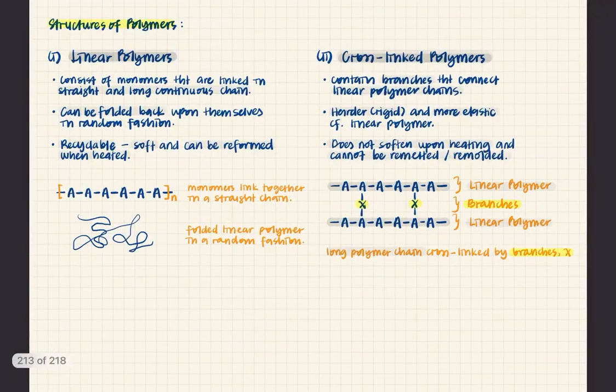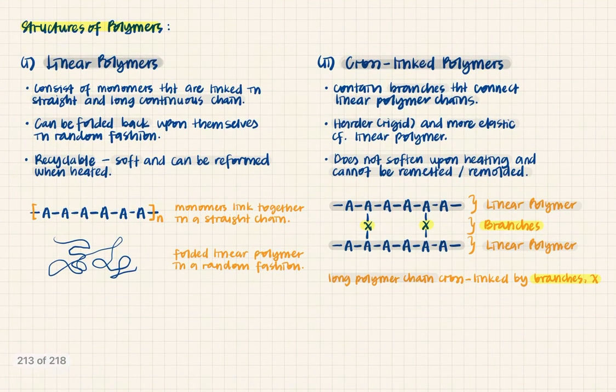Okay, so there are 2 structures of polymers, tadi 2 properties. So you can have linear polymers. Linear maksudnya straight chain. Okay, lurus saja. So it consists of monomers that are linked in straight and long continuous chain. So it can be folded back, maksudnya boleh lipat balik upon themselves in random fashion, it is recyclable. Why? Because it is soft and can be reformed when heated. So maksudnya bila awak dah fold dia macam mana-mana pun, bila awak heat up pun kan, dia boleh reform balik. Awak boleh dapat it in its original form.